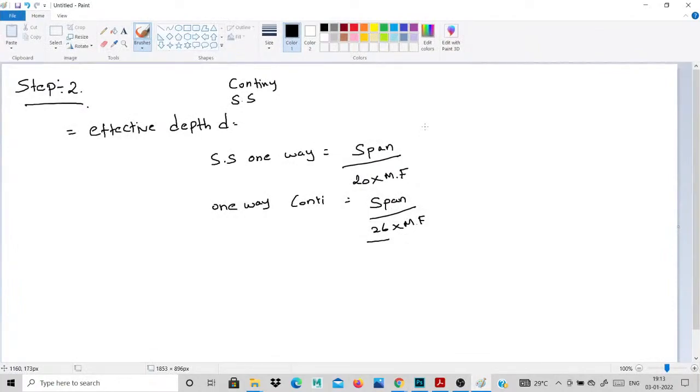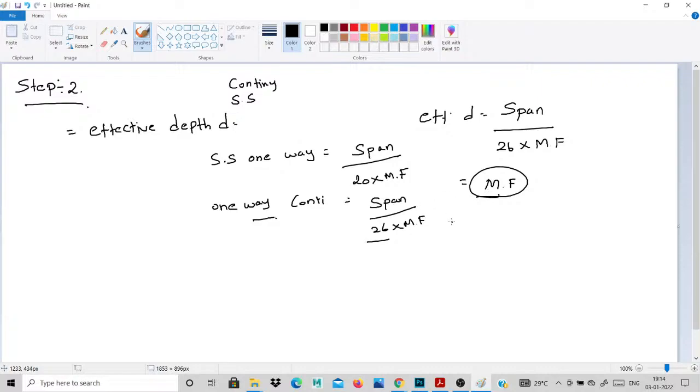The next step is how to calculate the effective depth, capital D. I take this one-way continuous slab. My slab is one-way continuous, so the span divided by 26 into modification factor. You need to take the value for the modification factor, and only then can you calculate the effective depth. How to calculate the modification factor? Anyone? How to calculate the modification factor?